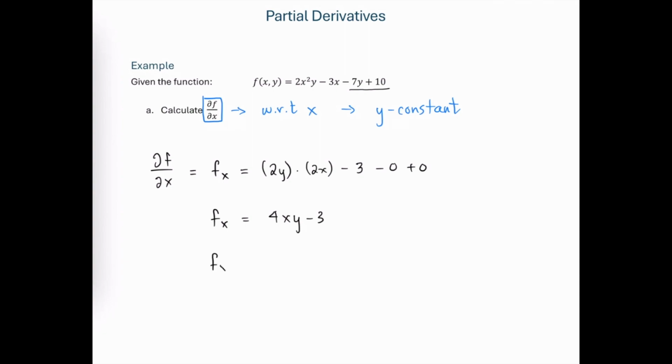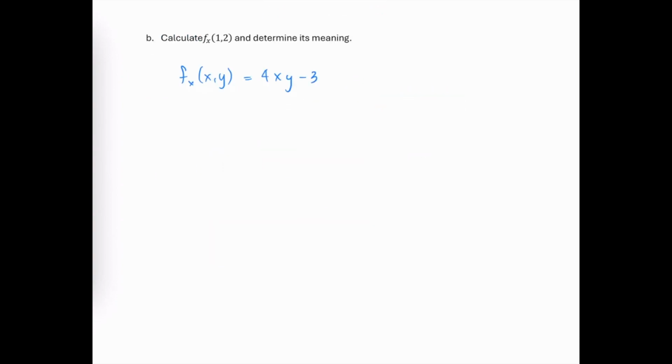We could also expand this notation a little bit to say, by the way, this partial derivative with respect to x is a function of x and y, and looking at this partial with this functional notation is going to be helpful as we move through this example. So in part B, we're asked to calculate the first partial derivative evaluated at (1, 2). So that means that we're basically going to be plugging in 1 for x and 2 for y.